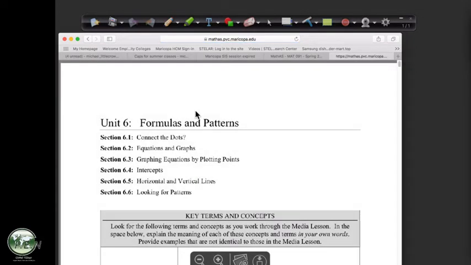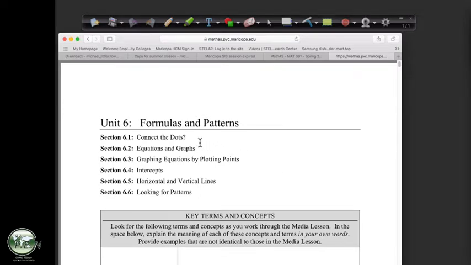Take a look at the workbook. So a couple of things we're going to take a look at is whether or not we should connect the dots on a graph. So again, kind of tying in with what we've done with graphs. We'll be looking at equations in graphs, so not just the graphs, but how the equations relate to a graph, and then graphing equations by plotting points, and then intercepts, here in 6.4, and horizontal and vertical lines.